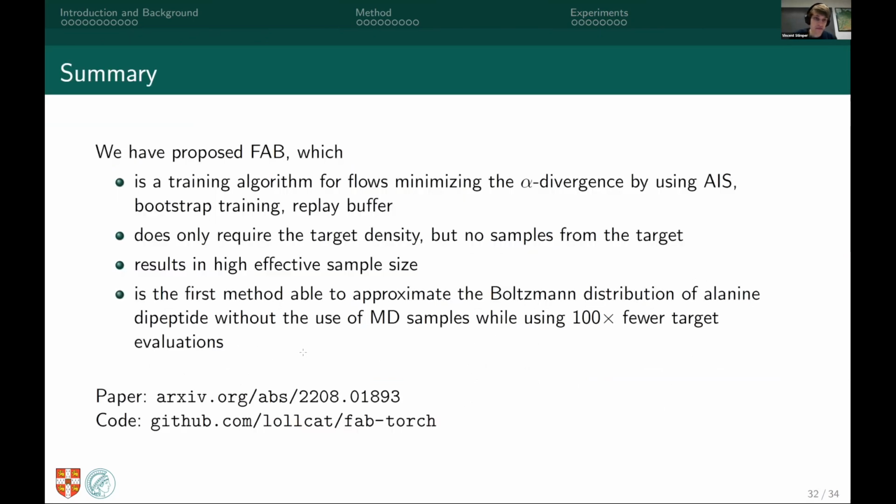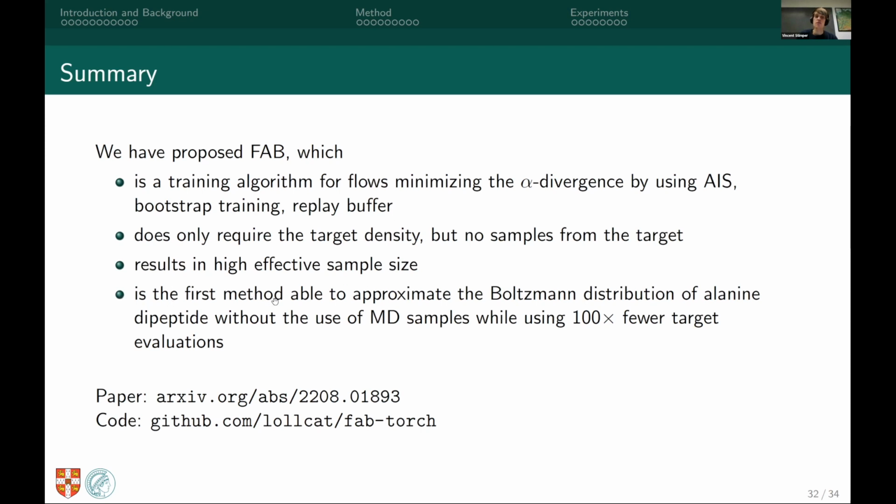Yes, conclusion: we propose this flow annealed importance sampling bootstrap approach, which is a training algorithm for normalizing flows, which minimizes this alpha divergence at alpha equals 2, and by using several tricks such as annealed importance sampling, this bootstrap training idea, and the replay buffer. And the most important thing is, of course, that this training algorithm does not require samples from the target. It only requires the target density. It results in a very high effective sample size compared to other methods.